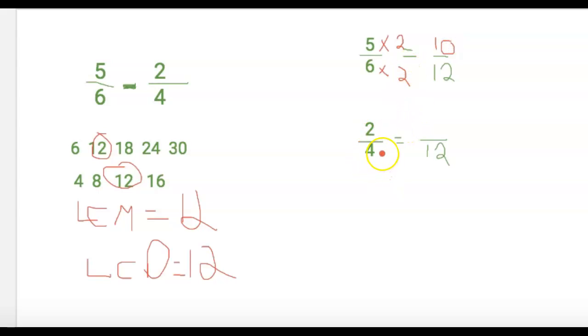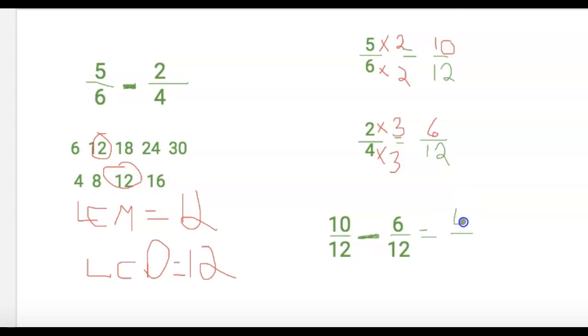Down here, 4 times what equals 12? 4 times 3 equals 12. So if I multiply the bottom by 3, I have to multiply the top by 3. So 2 times 3 is going to equal 6. Problem is going to be 10 twelfths minus 6 twelfths.